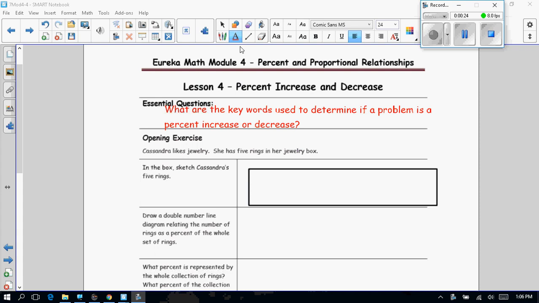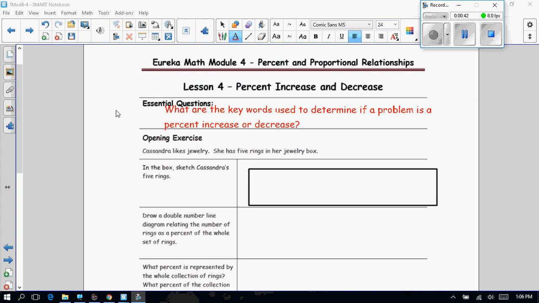If we take a look at what we have in our opening exercise, and usually I skip these and wait for class, but in this particular case, I need the data and information from it to be able to do our lesson. So Cassandra likes jewelry. She has 5 rings in her jewelry box. It says to sketch the 5 rings.